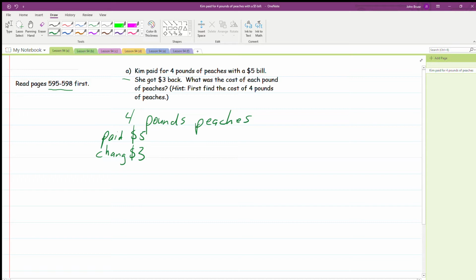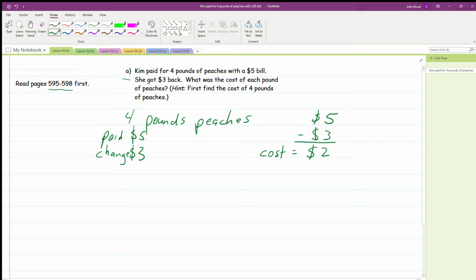Well, to find that out, we can look at what she paid, which was $5, and we can subtract the change she got. Ooh, I spelled change wrong down here. We can subtract the change she got. So this is a subtraction problem. So she paid, 5 minus 3 is $2. So the cost was $2.